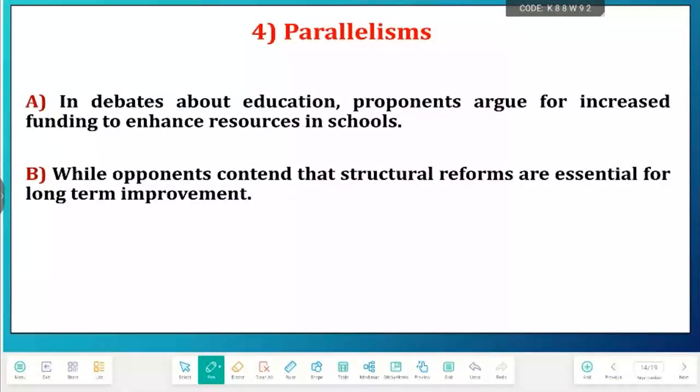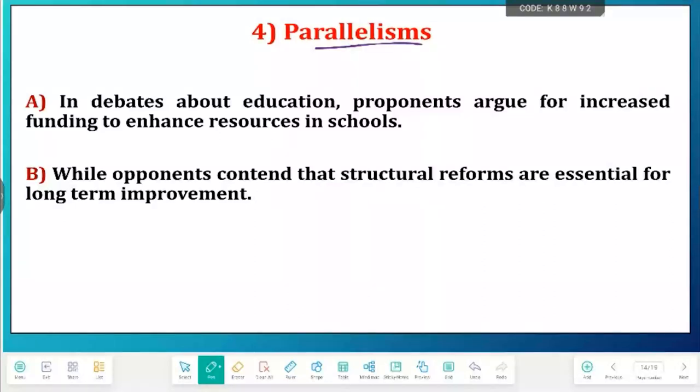And the next structure is parallelism. What is parallelism? Now, parallelism means a contrast, you understood. Contrast means something that is opposite or something that is going in completely different directions. Parallelism means something going in the same direction, but they are not meeting as well as they are not diverging from each other. They are going parallelly towards the same goal. Matlab manzil ek hai, bas raaste alag. Theek hai na? So that is nothing but your parallelism.